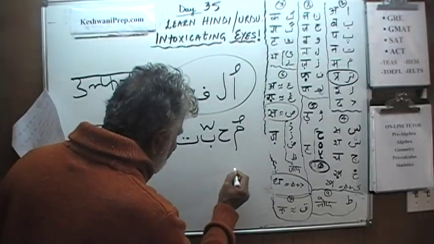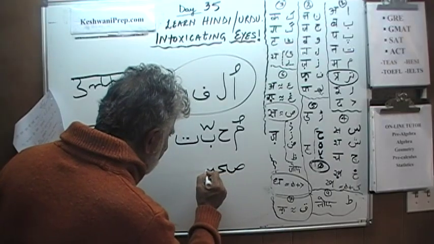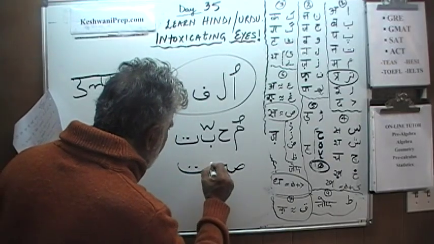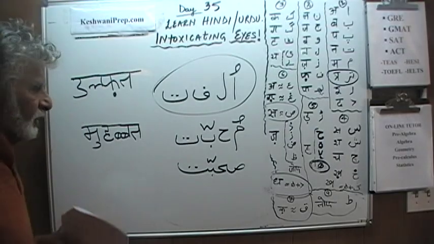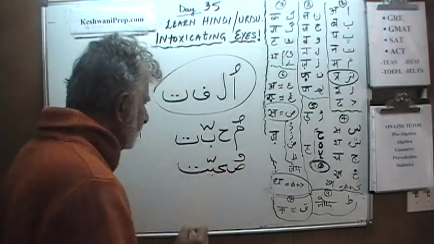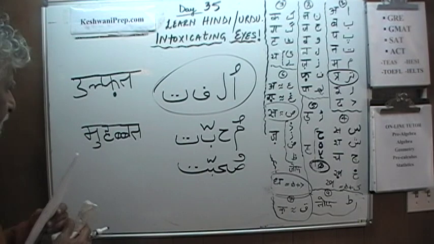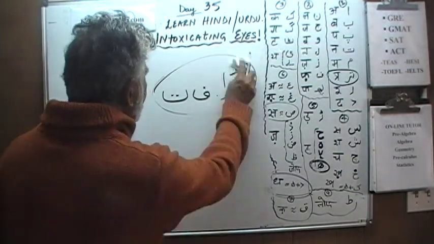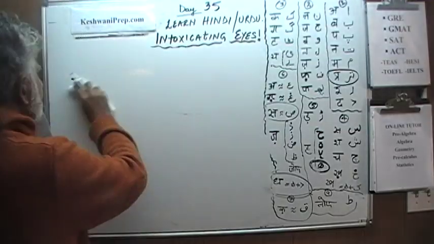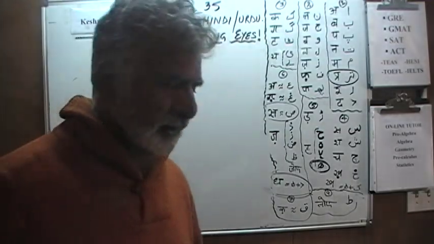Let's put this together. So we have mu, ha, ba, ta. I'm doing it quickly because we have learned it already before. This is just a repetition. This is how we write mohabbat. Love. Mohabbat, ulfat. Let's begin. The word that we're going to use here is ulfat, not mohabbat.